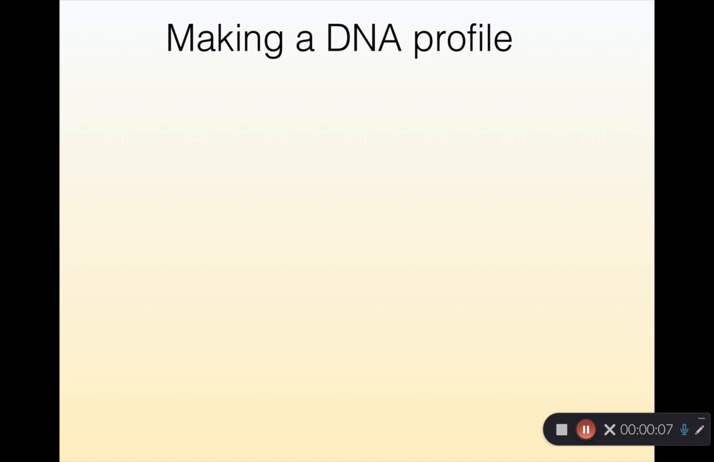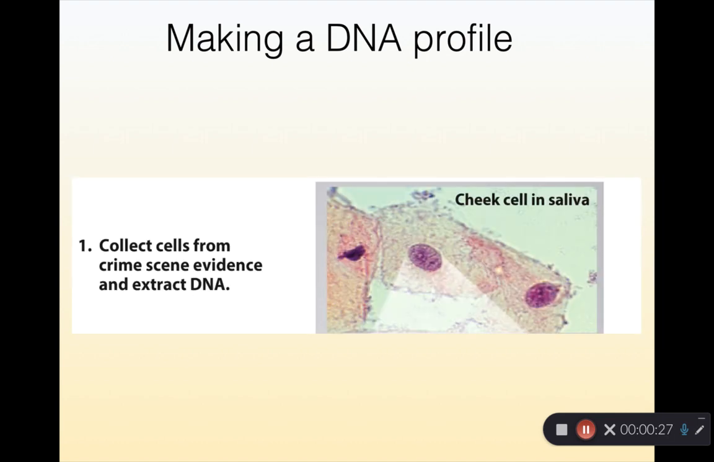We are going to continue now in understanding how we use short tandem repeats to create a DNA profile that can be used in forensics, for example. So we're going to look at this from the collection stage all the way through processing and understanding what happens at each of these steps.